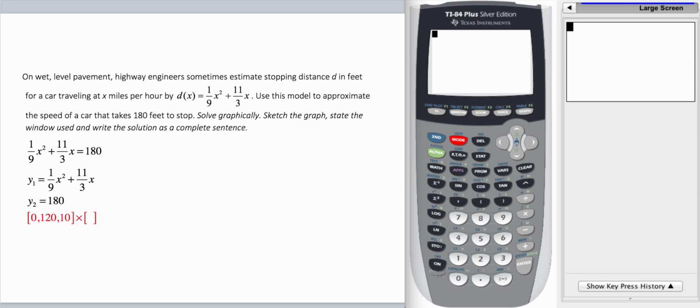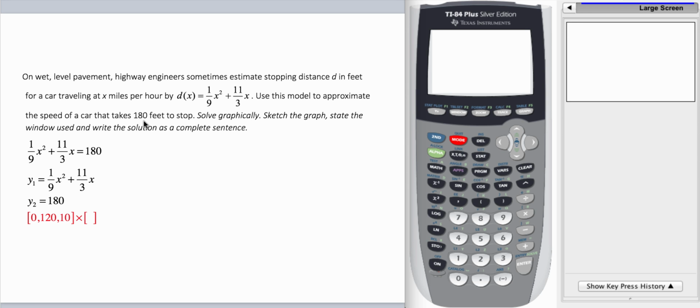Next, we need to do the output. So that's the d of x, my stopping distance. I'm looking for where my car is going to take 180 feet to stop. So again, my minimum y value is 0 feet to stop. A maximum, since I'm looking for where it's going to be 180, I'm going to go a little bit higher and say 200. Again, this is not any exact science. I'm just kind of approximating.